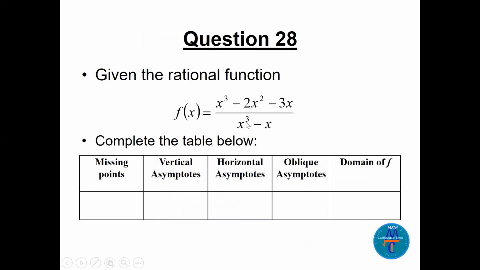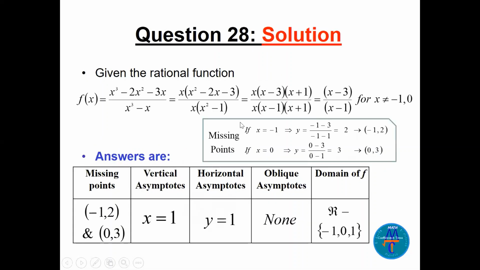Given the rational function here, let's complete the table below. Missing points. Let's find the vertical asymptotes. Let's find the horizontal asymptotes, the oblique asymptotes, and the domain of the f. For sure, this function you have to try factoring up and down, and you simplify it first.